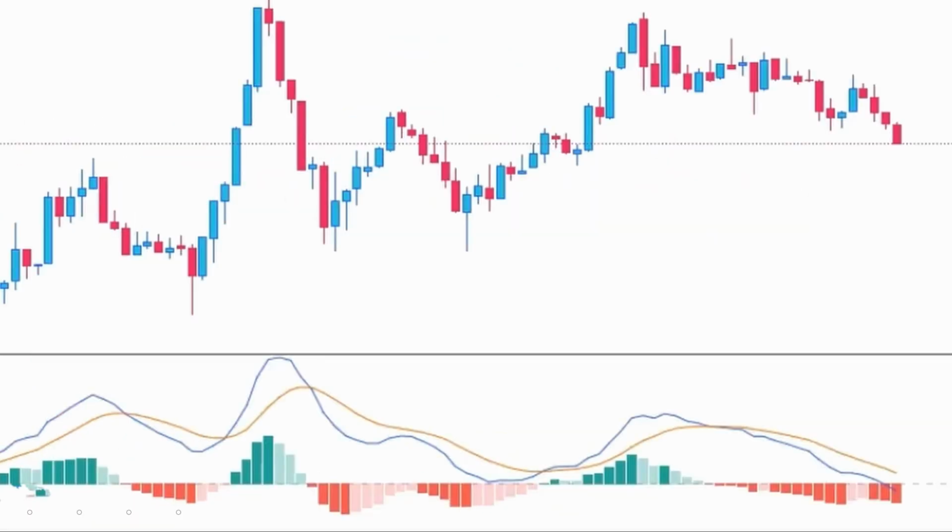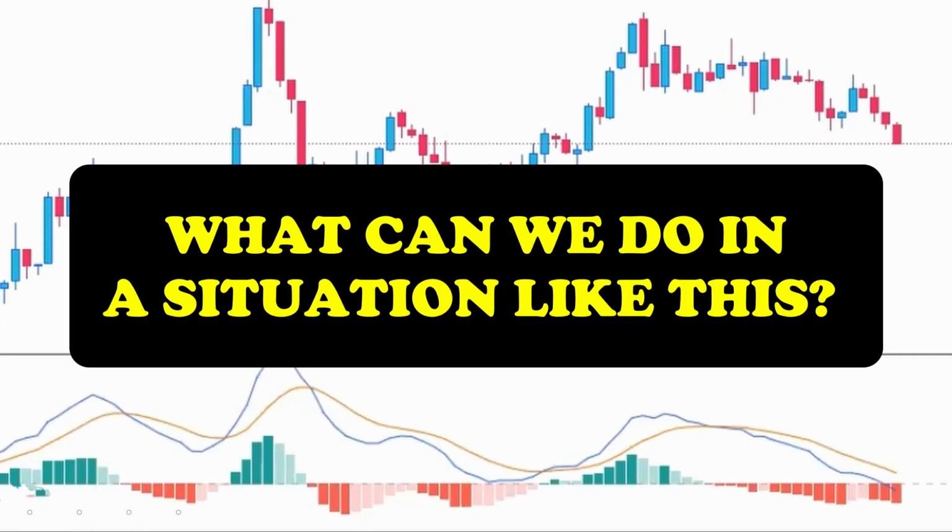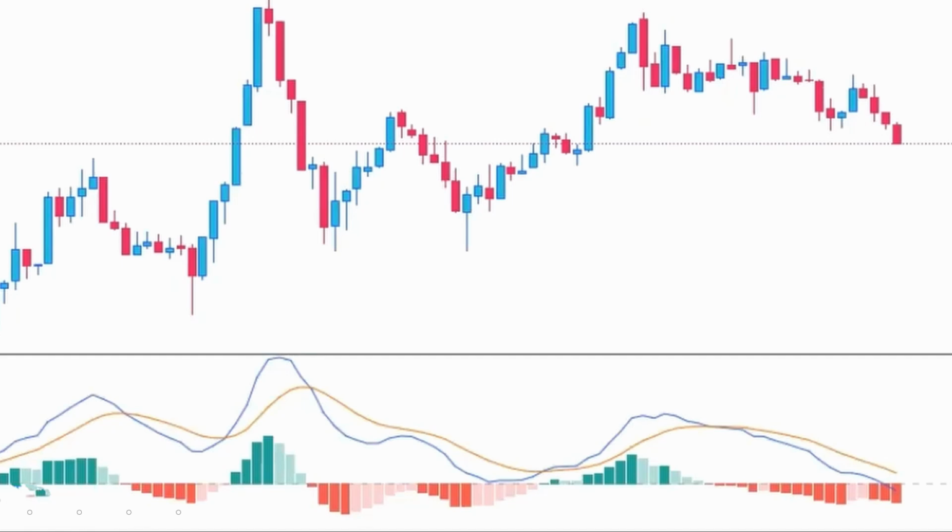Like in this chart, we can clearly see that the market is in an uptrend, but the MACD indicator is giving sell signals to us. Now, what can we do in a situation like this? The steps that we should take in situations like this are discussed in the second strategy of this video, so make sure to stick around till the end.